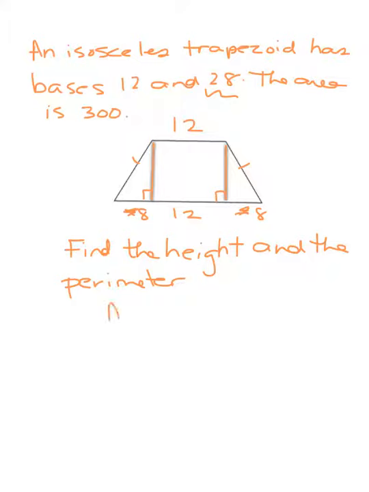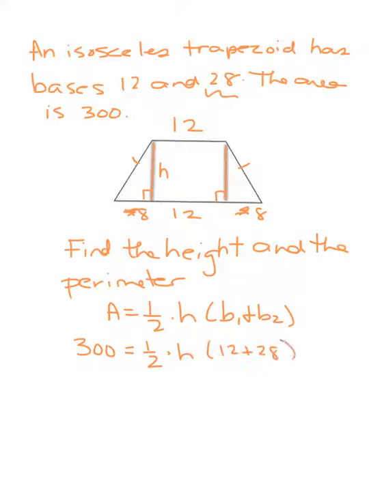So I know area is equal to 1/2 times the height times the sum of our bases. We know that my area is 300 is equal to 1/2. Now we don't know what the height is yet, so we're going to leave that there. That's height times the height, and we know my bases are 12 plus 28. So when I simplify that a little bit, I get 300 is equal to 1/2 times height times 40. So I have 300 is equal to 20h. So h is equal to 15. So that's our height. Our height is 15.